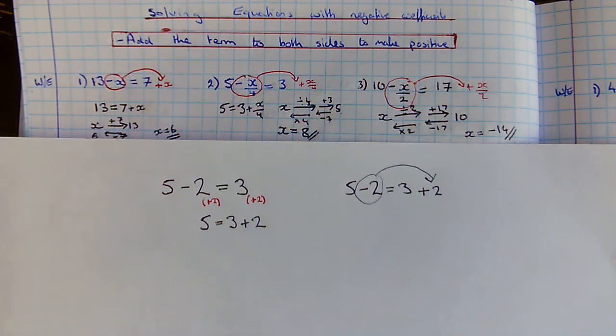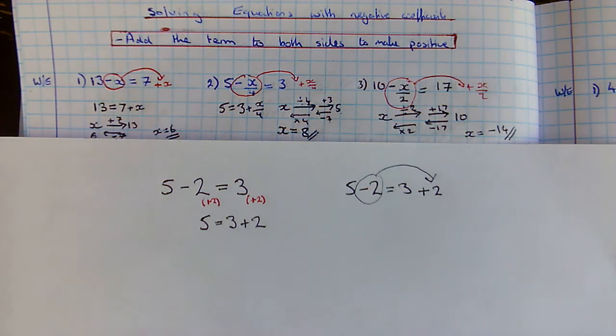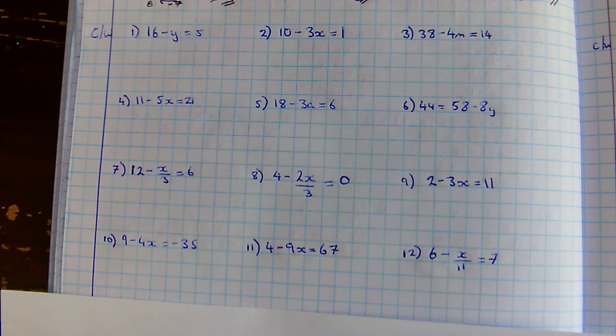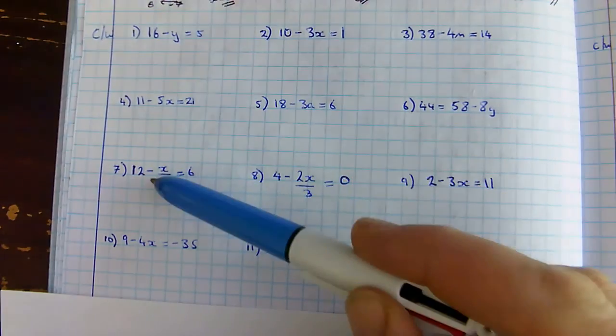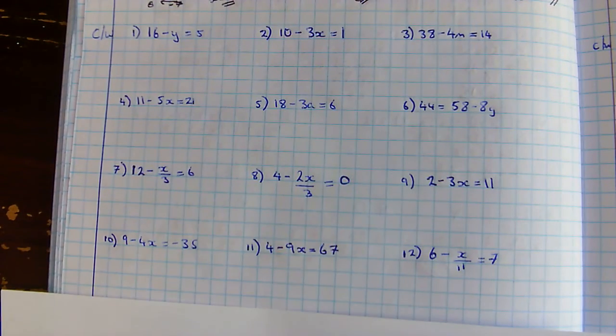Okay, pause the video there. Make sure you've got those worked examples written down, and then I'll give you some questions to try yourself. Okay, 12 questions for you. All of them have got, whatever the letter is, has got a negative sign in front, so you're going to need to start by bouncing that over to the other side and making it positive. Pause the video now, have a go at those 12 questions, and then when you're ready, press unpause to give you the solutions.